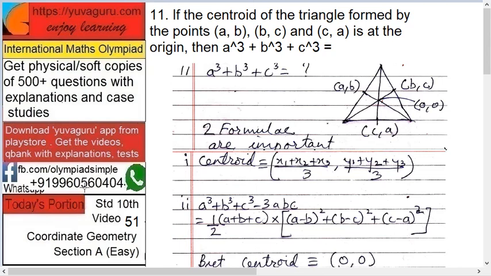So the formula becomes what now? A cube plus B cube plus C cube minus 3ABC equals to 0. So 3ABC on the other side. So it becomes A cube plus B cube plus C cube equals to 3ABC. That's the required answer.